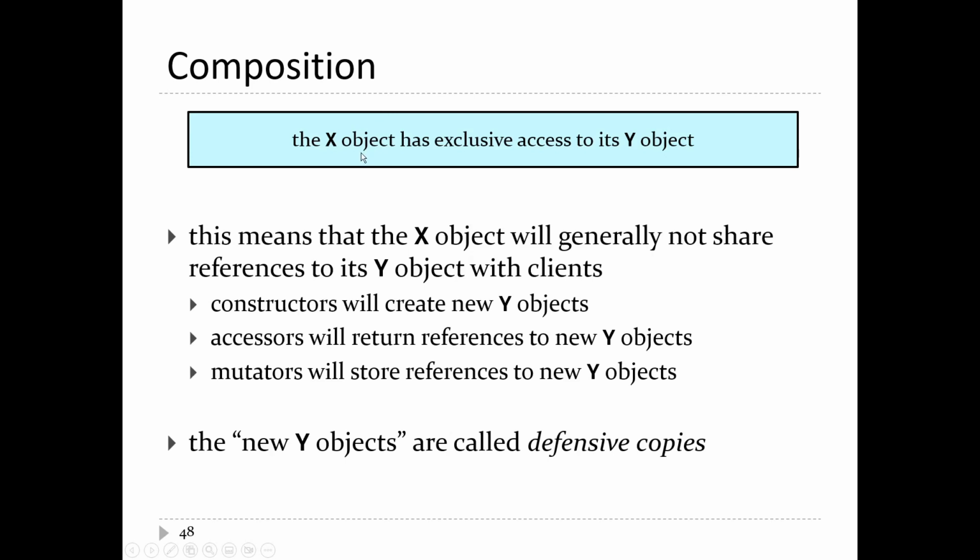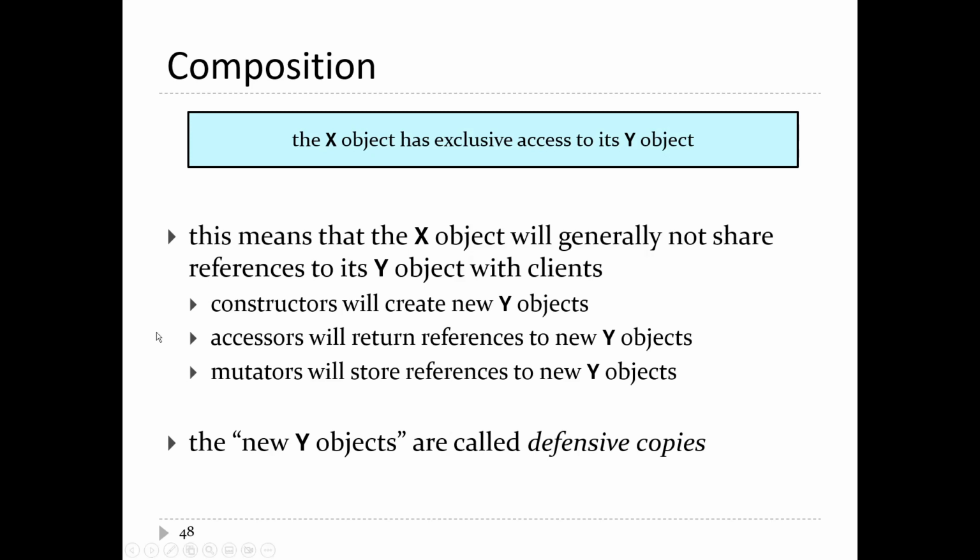Okay, so if you need to ensure that an object has exclusive access to one of its fields, then that means the object will generally not share references to its internal Y object. So what does that mean? It means if you have a constructor that takes in a Y object as one of its arguments, then the constructor will copy that incoming Y object. It'll make an independent copy before assigning it to the field this.y.